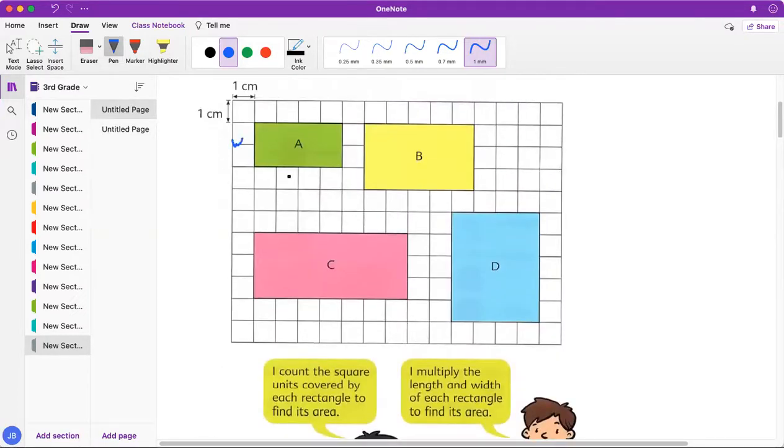So here we have our width and our length, our width and our length, something like that. So we can count each square unit, or we can multiply the length by the width. So what do we think? Franklin, what do you have for an area for A? It looks like we have 2 centimeters on this side and 1, 2, 3, 4 centimeters on this side. What do you think? What's the area going to be, Franklin?